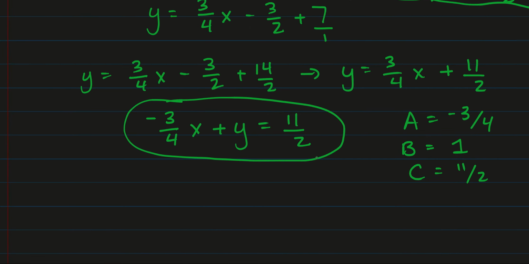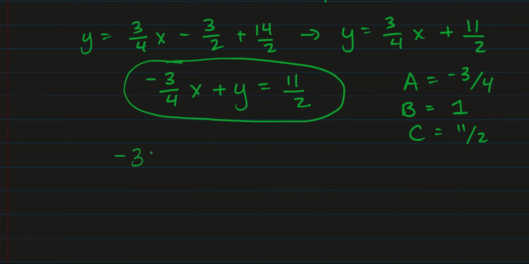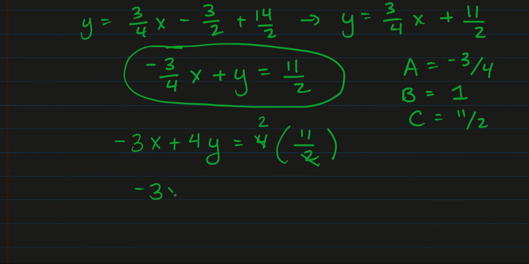Now something that people like to do is they like for the numbers in front of the x and the y not to have fractions, okay? So let's get rid of this fraction, this 4. What I'm going to do is I'm just going to multiply every single thing by 4 to get rid of it. If I do that, I get negative 3x plus 4y is equal to, I'm going to do this in 2 steps here, 4 times 11 over 2, taking 4 and multiplying every single thing by 4. This will become 2, and I'll have negative 3x plus 4y is 22.